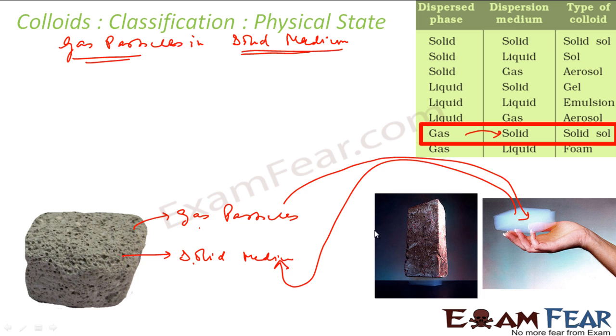Please note, when you talk about colloids, you don't talk only about the particles. You talk about the particles and the medium also. You can't just say solid colloid. You have to say solid particles in the solid medium is a colloid, and that colloid is called solid sol. Here, gas particles in the solid medium is a colloid, and that colloid is solid sol. Similarly, liquid particles in the liquid medium is a colloid, and that kind of colloid is called emulsion. So when you talk about colloid, you talk both about the particles and the medium, because both particles in the medium form a colloid.